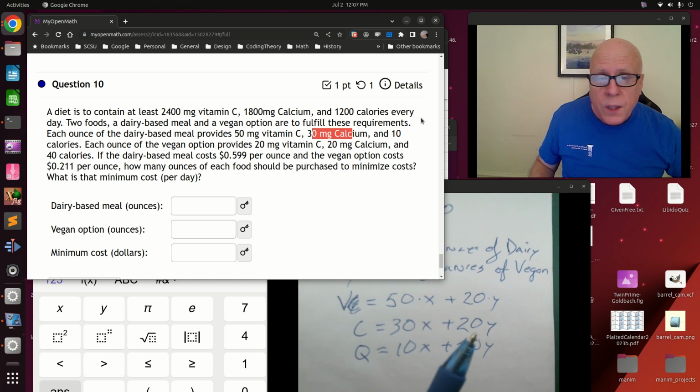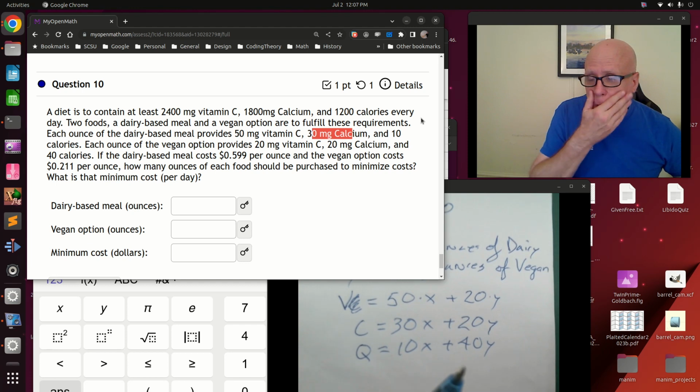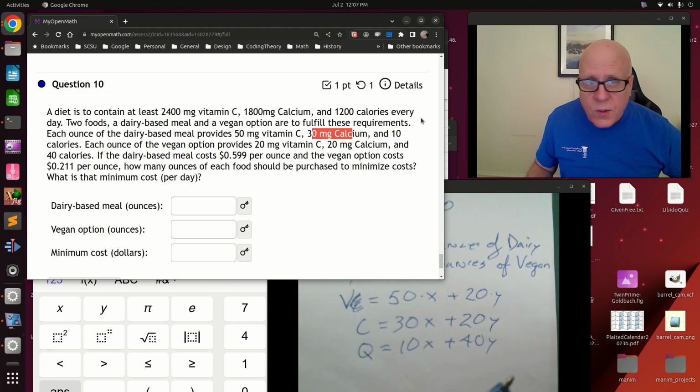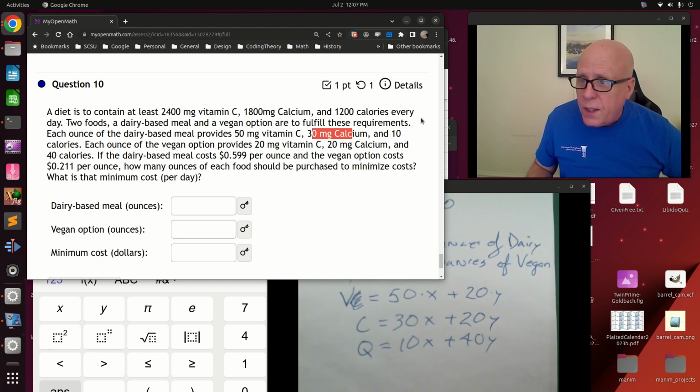The other element we need is the objective function. What are we trying to minimize or maximize? And in this one, it's cost of these meals. Now, this is actually also worthy of comment. They're saying the dairy-based meals cost 59 cents per ounce, and the vegan meals cost 21 cents per ounce, and that's backwards as well. The dairy-based meal would be cheaper per ounce than the vegan would. Vegan food is generally kind of expensive, unless you prepare it on your own. If you make your own stuff, you can be pretty frugal about eating a vegan diet.